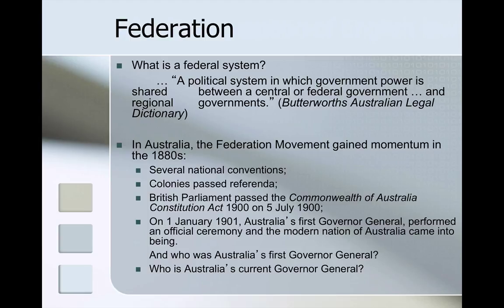There were several national conventions, and eventually the colonies passed referenda, whereby the people of those colonies agreed for Australia to become a federation. And ultimately, the British Parliament passed the Commonwealth of Australia Constitution Act 1900 on the 5th of July 1900. Now that's quite significant because it means that the Australian Constitution, which is the document that explains and sets out how our system of government and how our system of laws is going to operate, is actually contained in an act of the British Parliament.